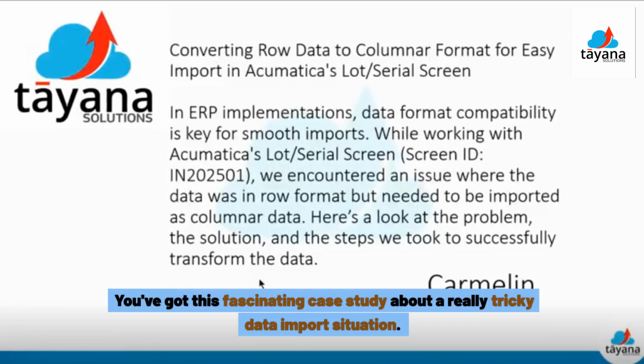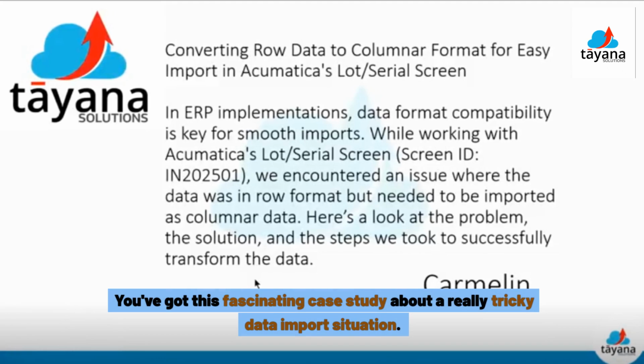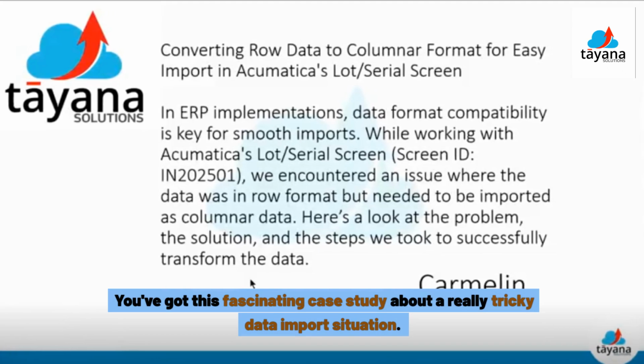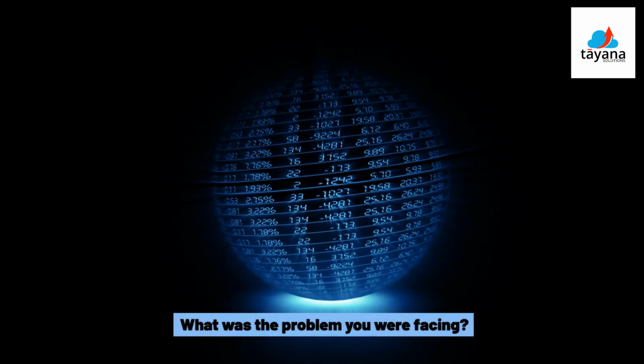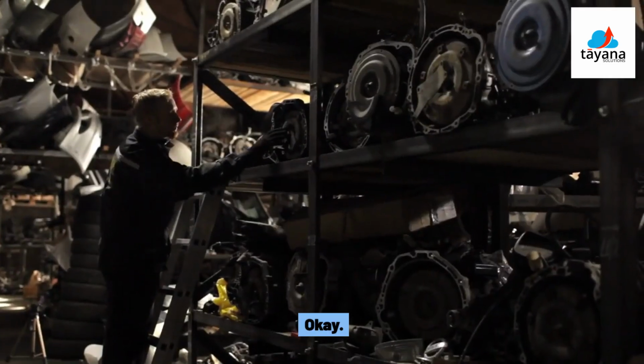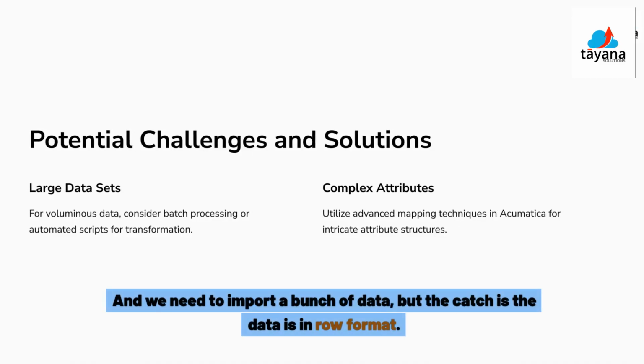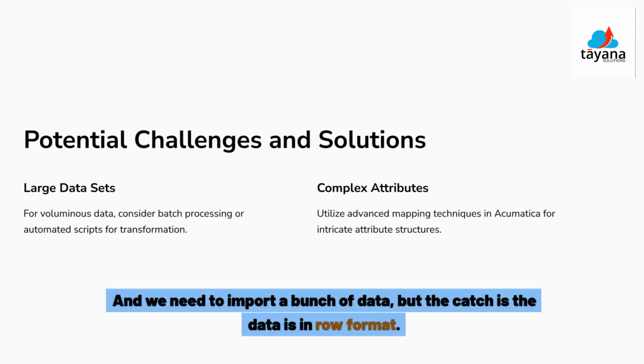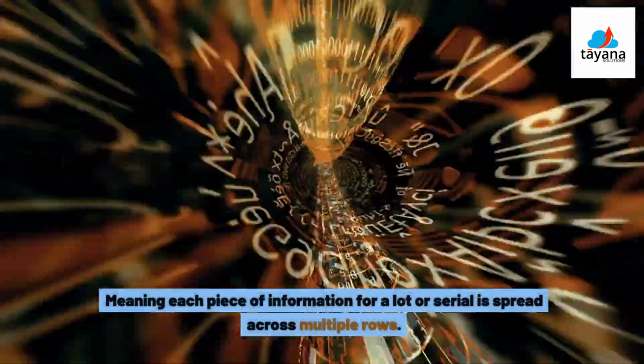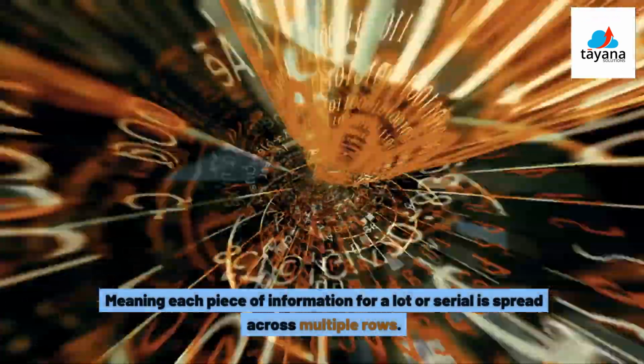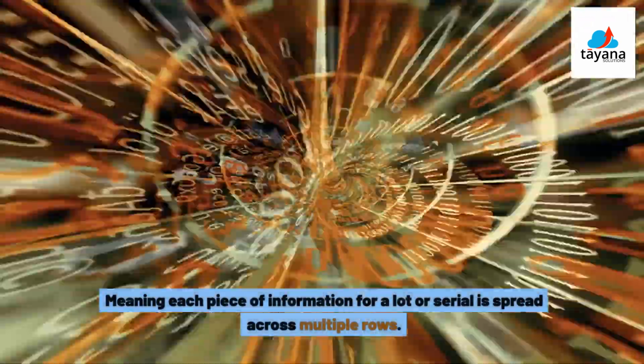So let's jump right in. You've got this fascinating case study about a really tricky data import situation. What was the problem you were facing? Well, picture this. We're working with Acumatica's lot serial screen ID 2025-01. Okay. And we need to import a bunch of data, but the catch is the data is in row format, meaning each piece of information for a lot or serial is spread across multiple rows.